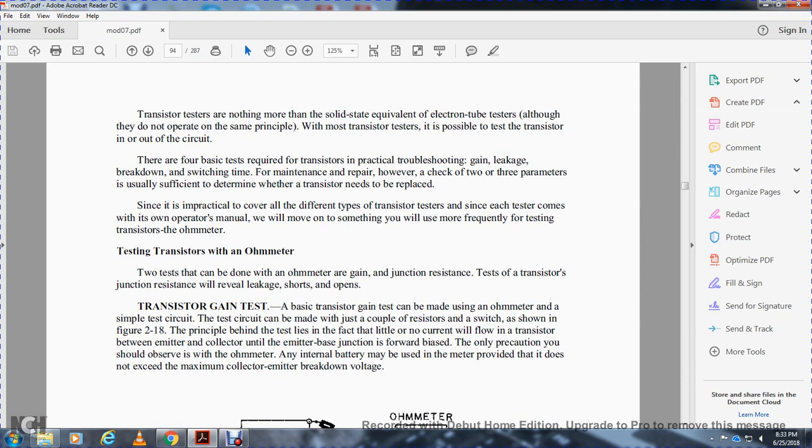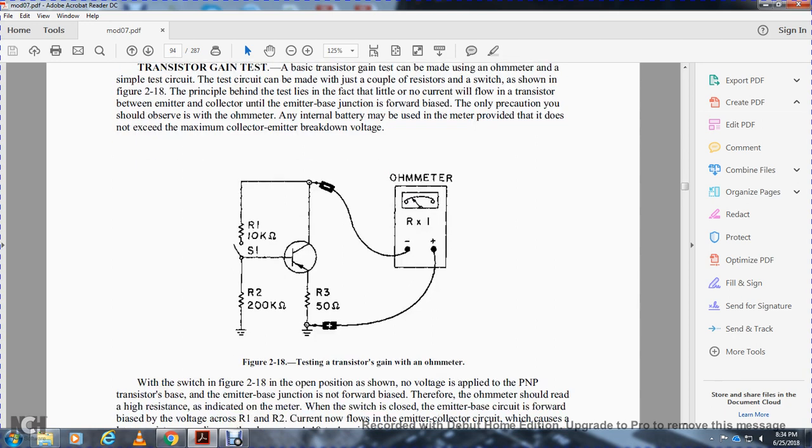Second, a basic transistor gain test can be made using the ammeter with a simple test circuit. The test circuit can be made with just a couple of resistors and a switch, and is shown in Figure 218. The principle behind the test is that little or no current will flow in the transistor between the emitter and the collector until the emitter-base junction is forward biased. The only precaution you should observe is with the ammeter: an internal battery may be in the meter, provided that it does not exceed the maximum collector-emitter breakdown voltage.